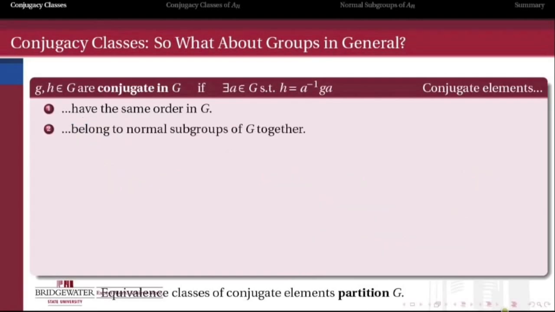Also, conjugate elements in a group happen to bring each other along to normal subgroups all the time. They're inseparable in that sense, that any element G that belongs to a normal subgroup, any element that's conjugate to G will also belong to that same normal subgroup. Why is that? Well, let's suppose we have a normal subgroup N inside the group G, and let's suppose that little g belongs to N.